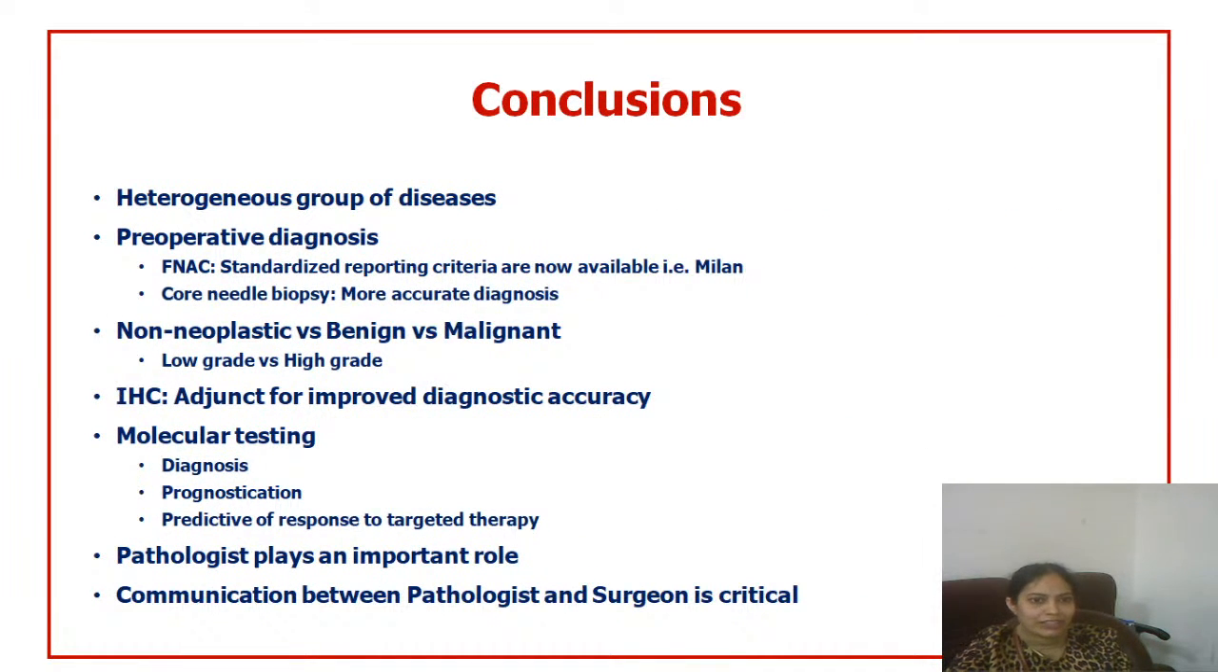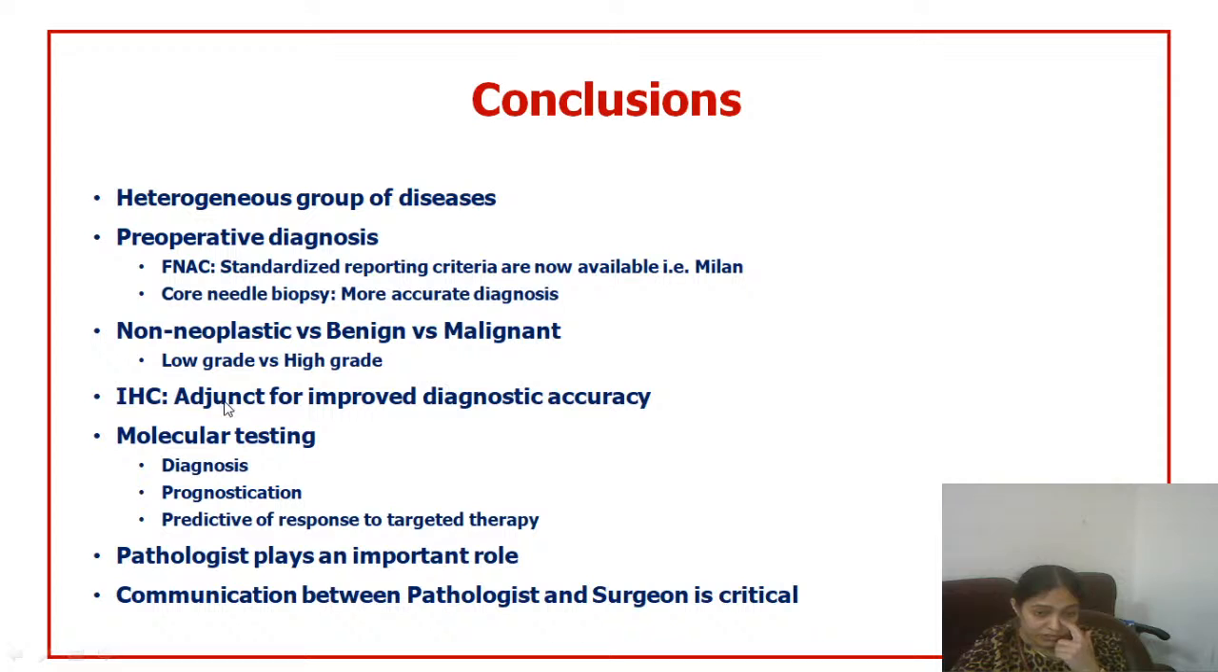So to conclude, salivary gland lesions are a very heterogeneous group of diseases, and within the tumors themselves there's such a vast spectrum that it often makes diagnosis difficult. Preoperative diagnosis can be made by fine needle aspiration cytology or by core needle biopsy, and this helps you to distinguish between a non-neoplastic versus benign versus a malignant tumor. Within the malignant tumor group you can also identify low grade versus high grade tumors, and this would basically tell the surgeon how to proceed, what is the extent of surgery, whether the nerve can be preserved, and whether you need to do a lymph node dissection or not.